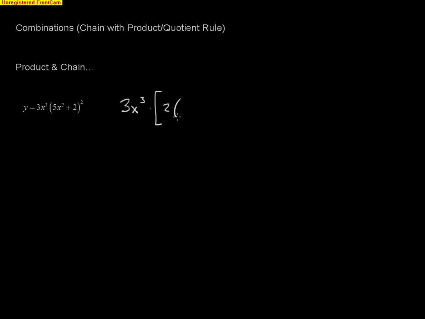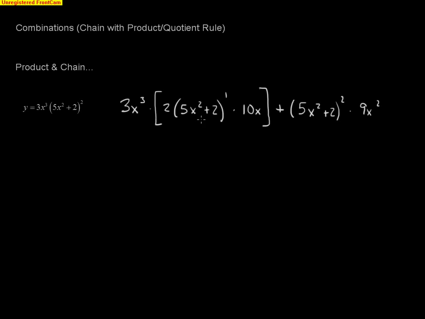So 2 times 5x squared plus 2 to the first times the derivative of the inside, 10x. So there's first times the derivative of the second, and then plus the second, which is your 5x squared plus 2 squared, times the derivative of the first, which is going to be a 9x squared. Alright, so now cleaning this up. When you clean up a product and chain rule, there's always a lot of algebra involved.